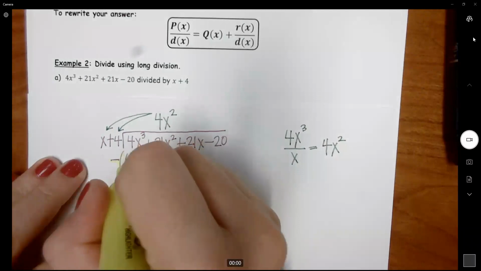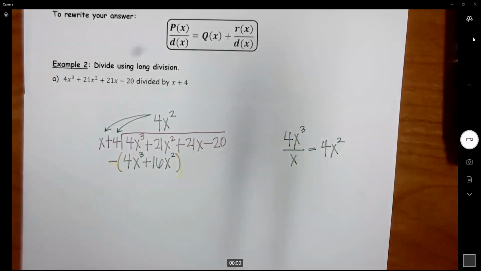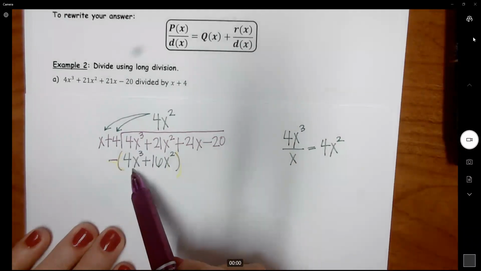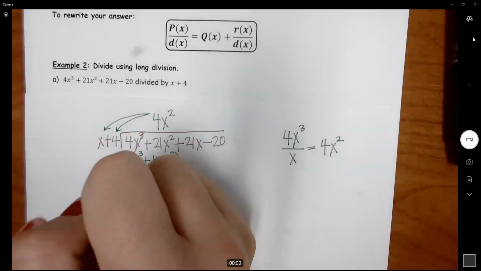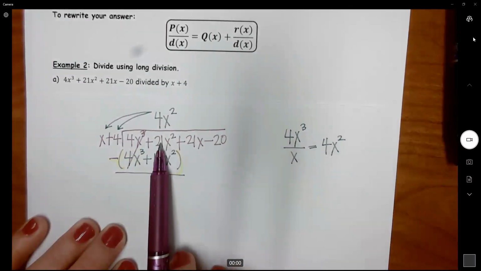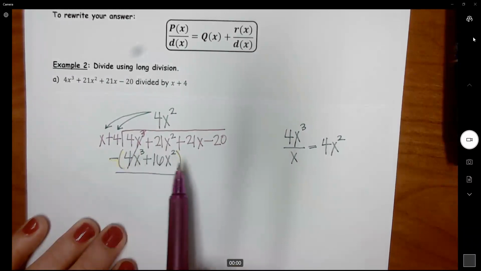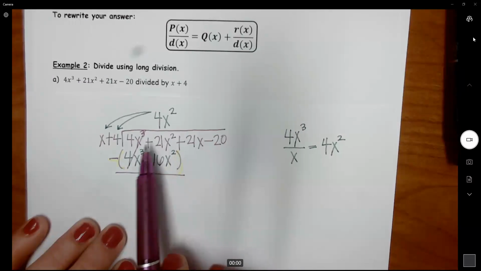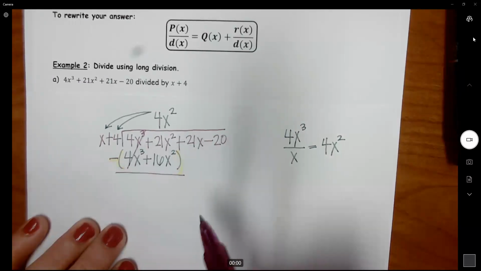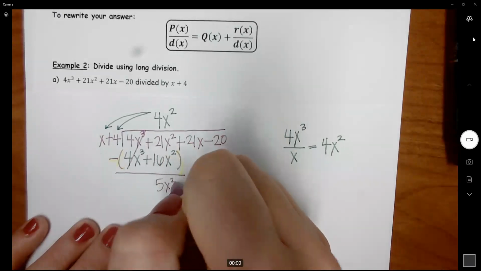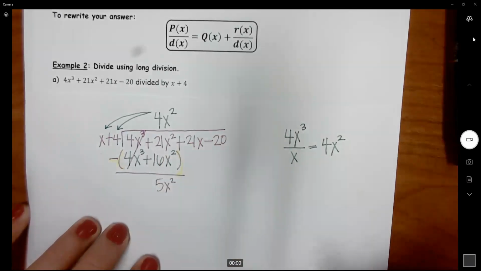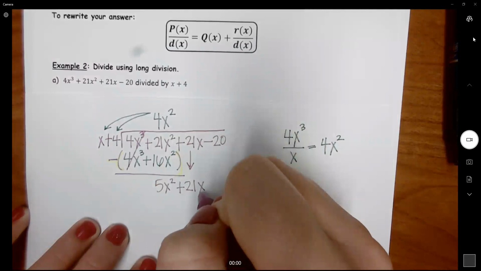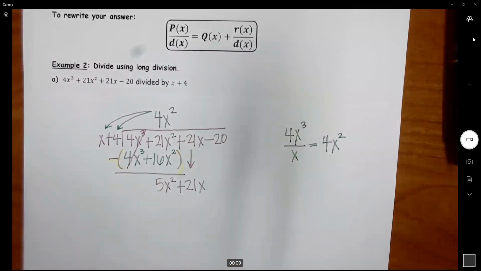So I'm doing minus parentheses. So now we have 4x cubed minus 4x cubed. Those cancel. Here's where we'll make mistakes because the whole thing's being subtracted. This is not 21 plus 16. This is 21 minus 16 to give me 5x squared. And then likewise, bring down this next term and do the process over again.